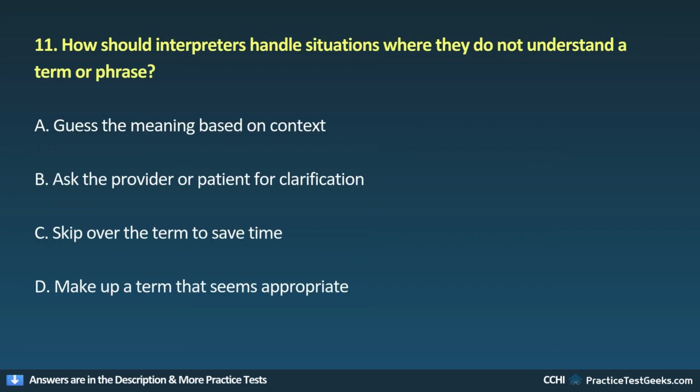11. How should interpreters handle situations where they do not understand a term or phrase? A. Guess the meaning based on context. B. Ask the provider or patient for clarification. C. Skip over the term to save time. D. Make up a term that seems appropriate.